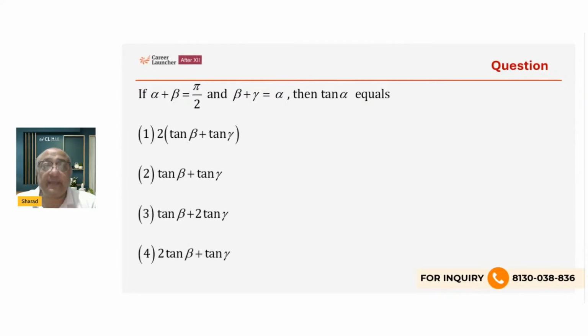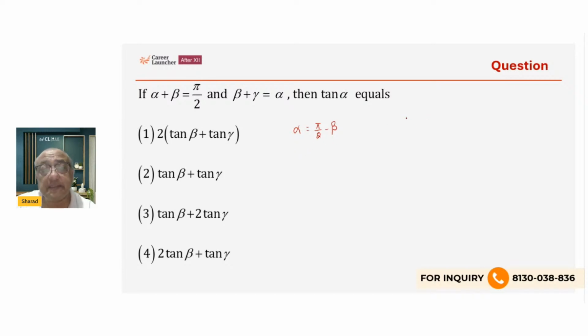Two questions I think we can go. Let's solve this question. Give yourself a little bit of time. This is a kind of puzzle question. It is written alpha plus beta is equal to pi. So alpha can be written as pi by 2 minus beta.